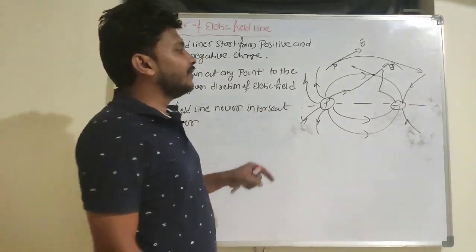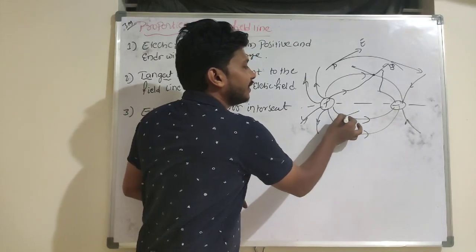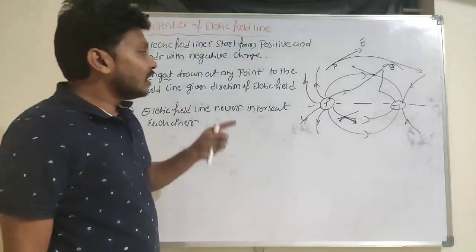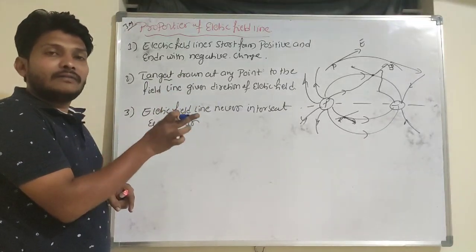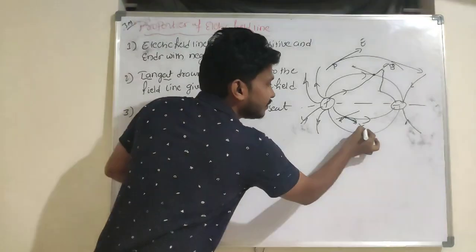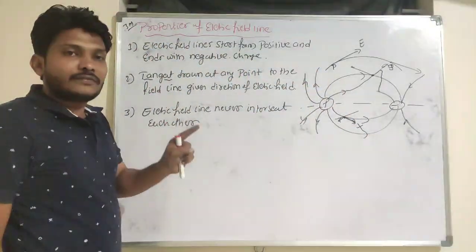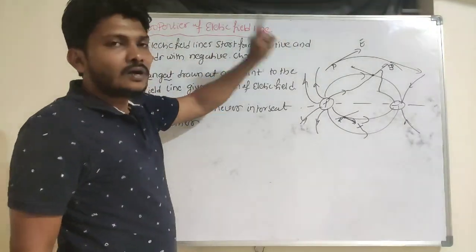If the electric field lines intersect, then at the point of intersection I will get two tangent lines. Two tangent lines would mean there are two electric field directions. But that is not true, because an electric field line has a single direction, from positive to negative.